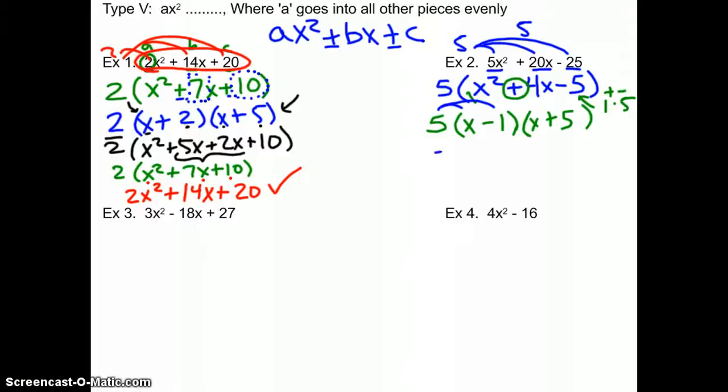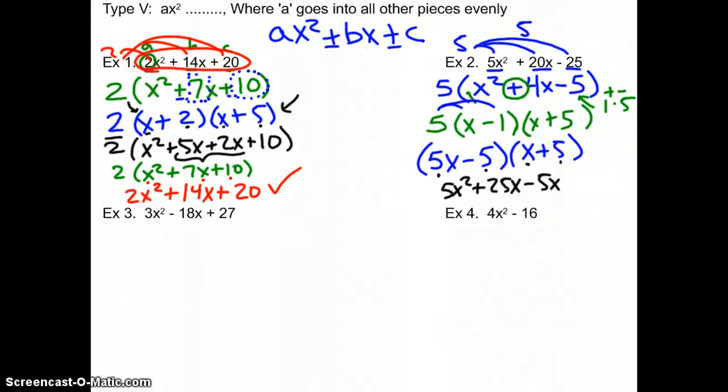So 5 times x, 5x, 5 times a negative 1 is negative 5. So I have this quantity on the left side. I'm left with x plus 5. Now let's FOIL what's left over. 5x times x is 5x squared. 5x times a positive 5 is positive 25x. Negative 5 times x, which is my inner terms, negative 5x. And my outer terms, negative 5 and 5 would give me negative 25.